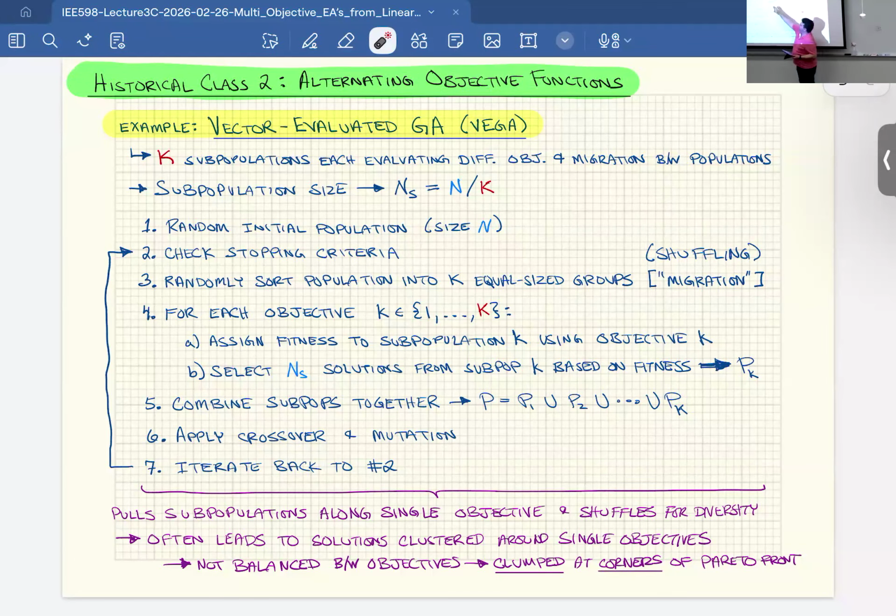So really, these vector evaluated ones are just like random weighted ones, but you're forcing the weights to be ones or zeros. So it didn't really add a lot. It's not very balanced. You get these clumps. Questions about that?